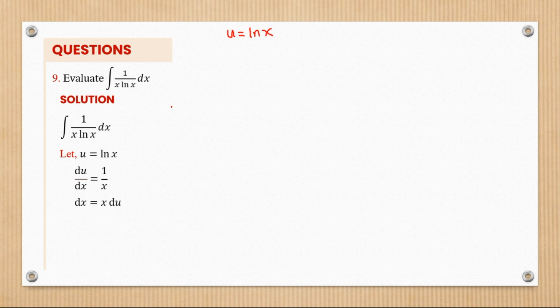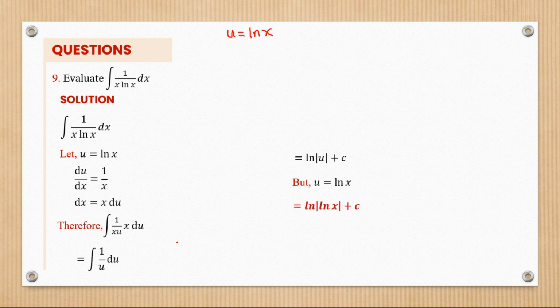I think you get where we're going. If we put that back in, we have 1 over xu times x du. Now you can see that this and this will cancel, and we'll be left with the integral of 1 over u du. That means we made a good choice, because all x values have been eliminated. So we'll have ln u plus c. But remember that u is ln x, so we have ln of x plus c as our final answer.